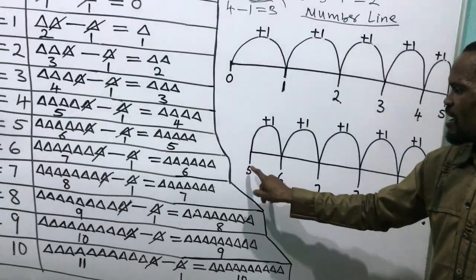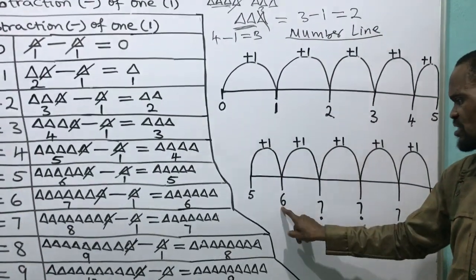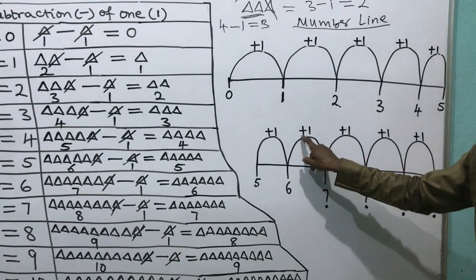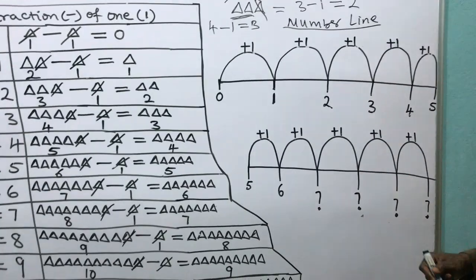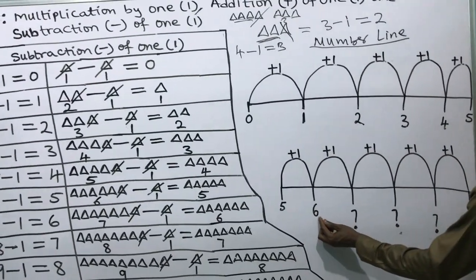I will now come here. 5 plus 1 will give me 6. Here I will say 6 plus 1 will give me 7. Then I put a question mark. You will tell me the answer. You can complete it now for me.